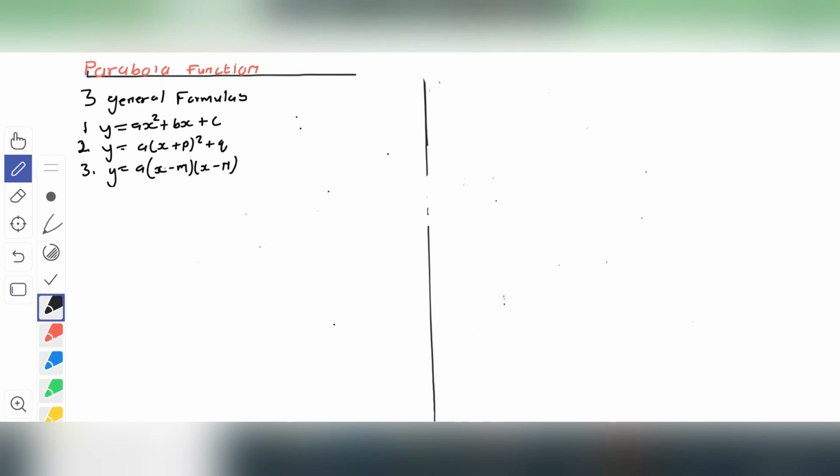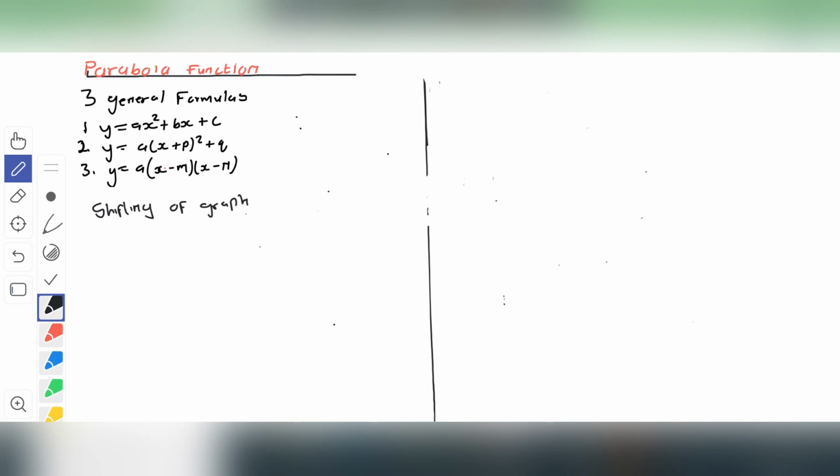Hello guys. Today we are going to talk about the shifting of graph. Remember, we're still on the parabola function, meaning we are going to talk about the shifting of graph for the parabola function. Right.